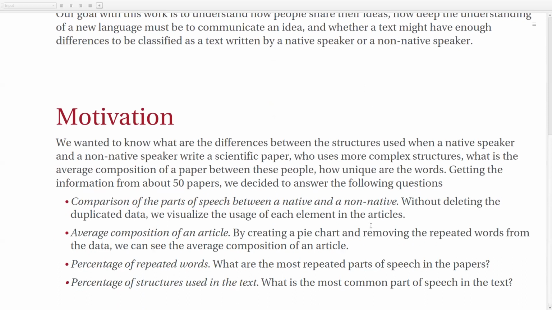To explain in a general way what the article is about, we want to know the differences between the structures used when a native speaker and a non-native speaker writes a scientific paper, who uses more complex structures, and how unique are the words. For that, we got the text from the abstract, introduction, and conclusion. Why? Because they are less technical and use more everyday language.